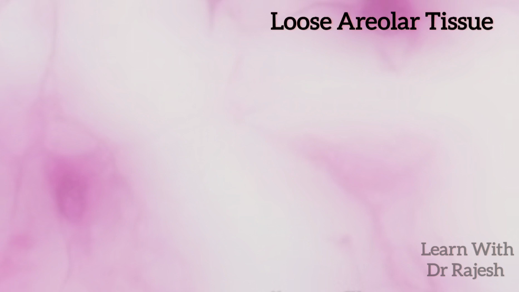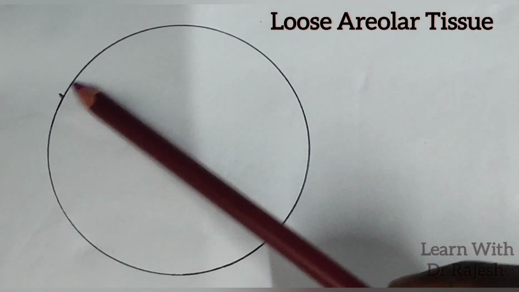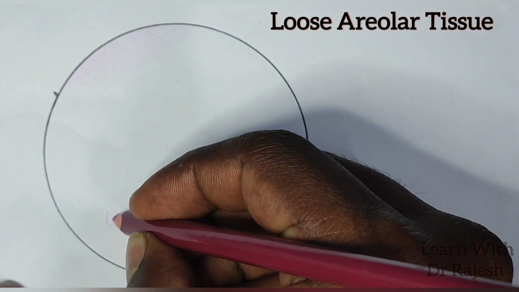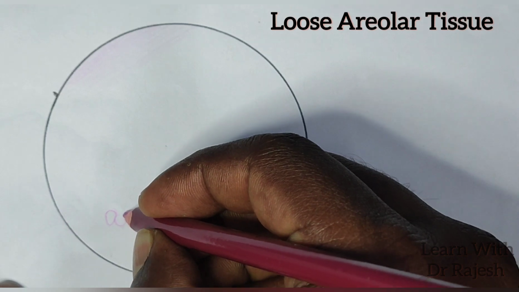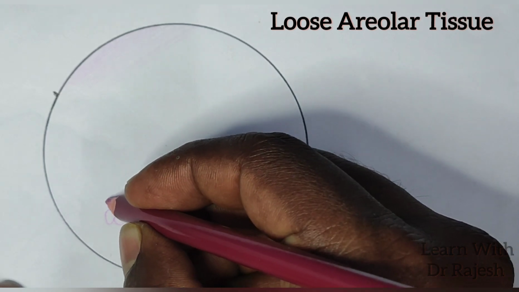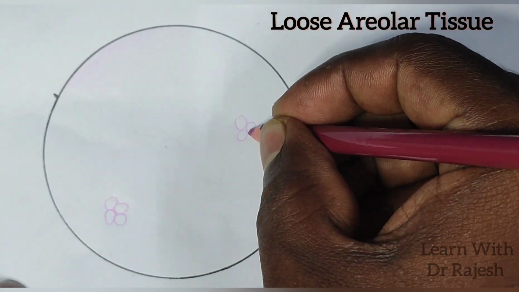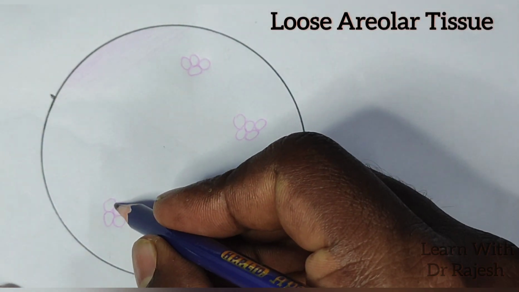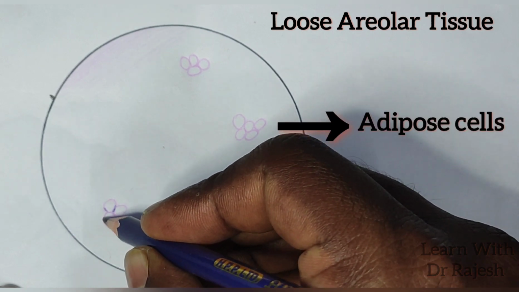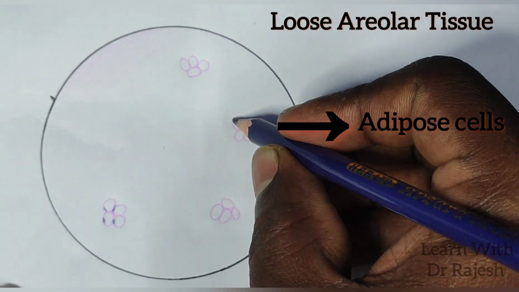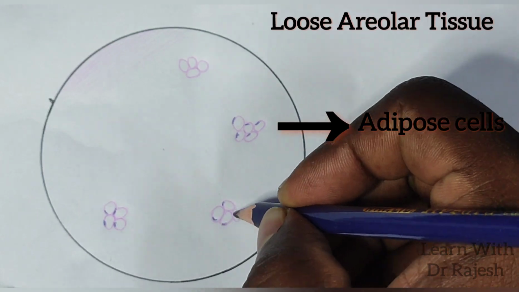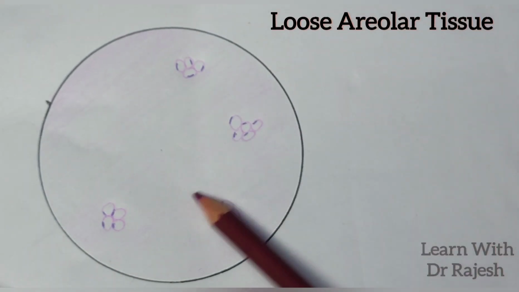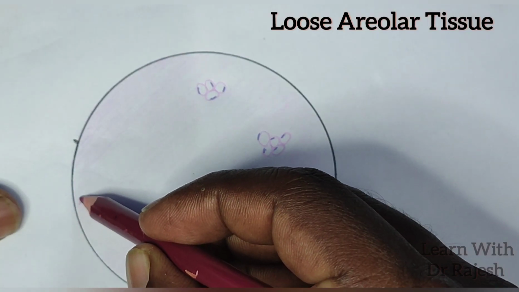Let's learn how to draw loose areolar tissue. While drawing loose areolar tissue, we have to introduce all the cells and fibers which we have learned so far. First, before shading the ground substance, we have to draw the adipose cells, because the adipose cells, the fat globules, will be washed away during histological preparation, hematoxylin preparation. So we have to draw the empty cells with a peripherally placed nucleus. So this is the place where we are supposed to put the nucleus. Then continue with the shading for ground substance.